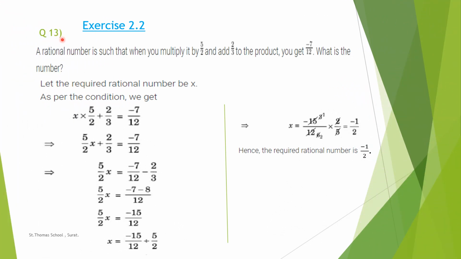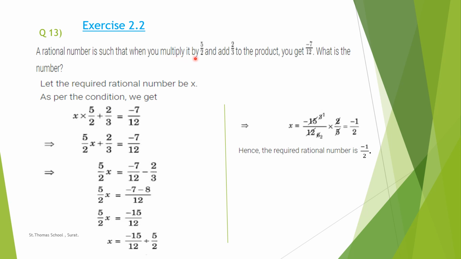Question number 13. A rational number is such that when you multiply it by 5 by 2 and add 2 by 3 to the product, you get minus 7 by 12. What is the number? Question is clear. So the rational number is not given here, so you have to assume that the number be x. Let the required rational number be x. As per the condition, what is the condition given here?